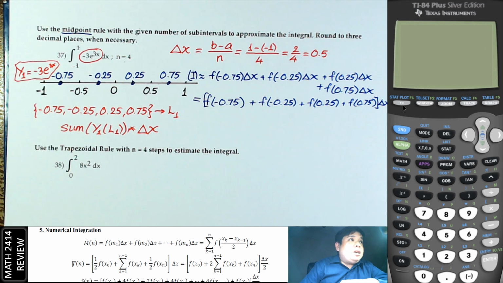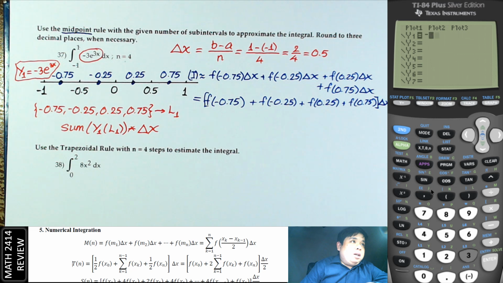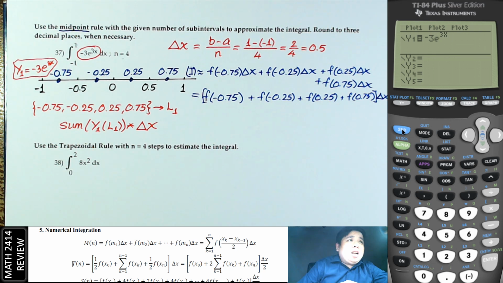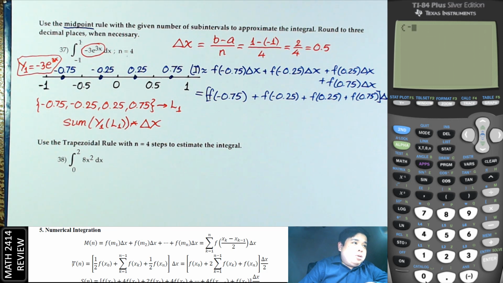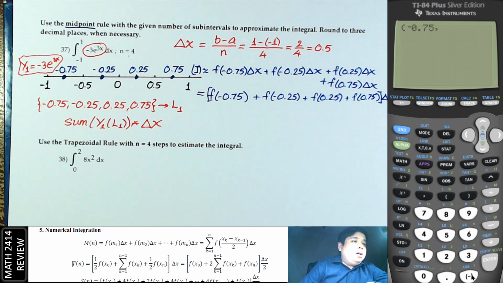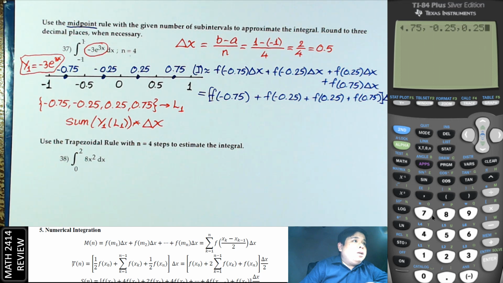As always, the first thing is to enter the function -3 e to the -3x. I'm sorry, positive 3x. Right, so we have the function. Negative is this key, not the subtract sign. Right. Second mode, quit. Now we're just going to enter this second list in curly brackets: -0.75, -0.25, 0.25, and 0.75. Close the curly bracket, and then store into second and 1 for this one.